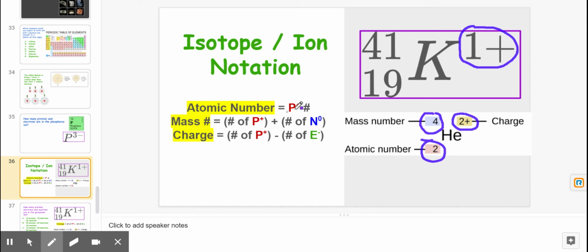Some things to keep in mind. The atomic number equals the number of protons. The mass number is equal to the number of protons plus the number of neutrons. And the charge, this is one way to calculate charge. If you're given certain information, or if you have two, you can solve for the third. Charge equals the number of protons minus the number of electrons, and it has to occur in that order. It cannot be the number of electrons minus the number of protons. It must be in that order.